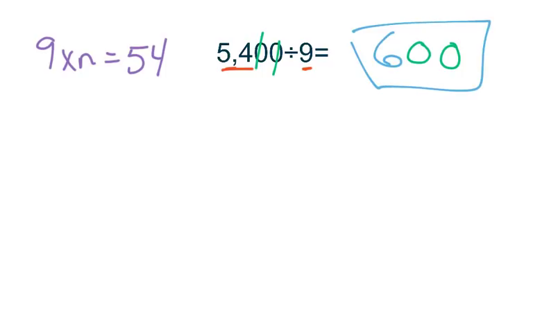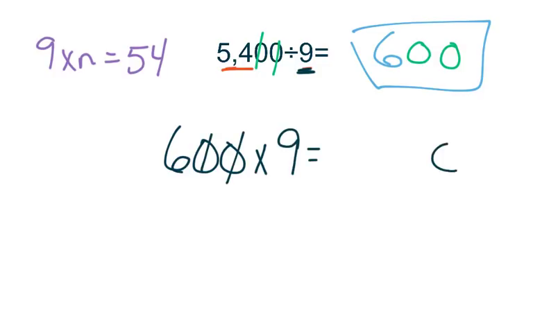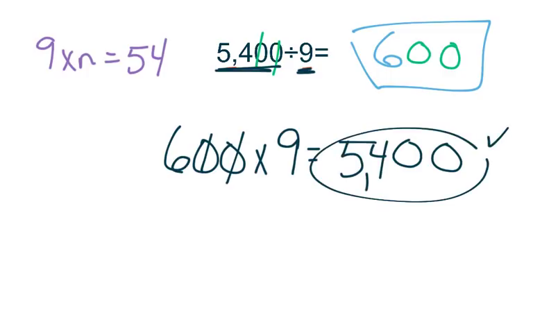I can check with multiplication, so I can multiply my quotient of 600 times my divisor of 9. And when I do that, I should end up with my dividend, which is what I started with, which I do. So this is a great way for me to check my work. All right, next problem. This is a tricky one. Find your basic fact first before we cross out our zeros on this problem.